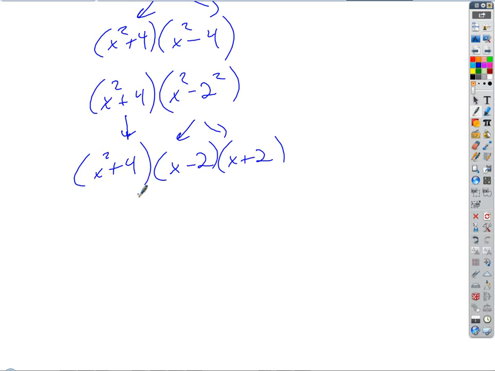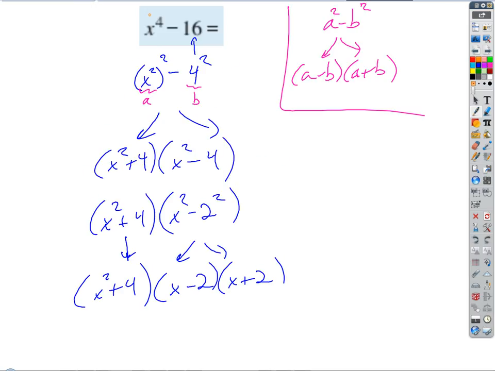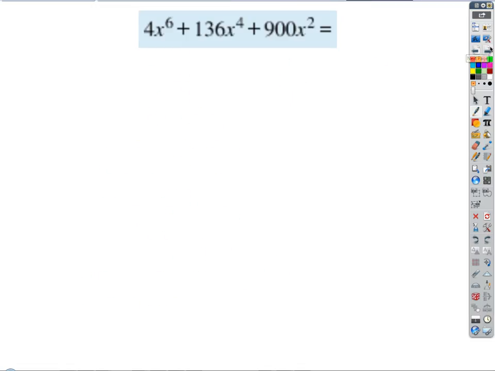Okay, so what's the trick? Not much of a trick. You're just thinking of x squared as being x to the 4th. And so even though I've got an x to the 4th to start with, I can still use the difference of squares pattern. Okay, the same kind of thing you can do right here.